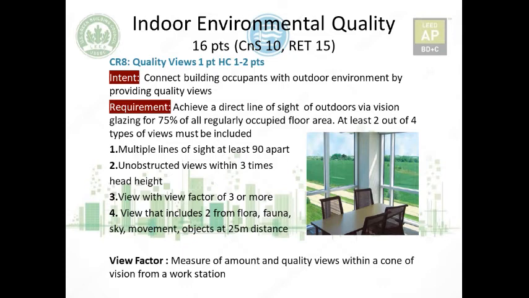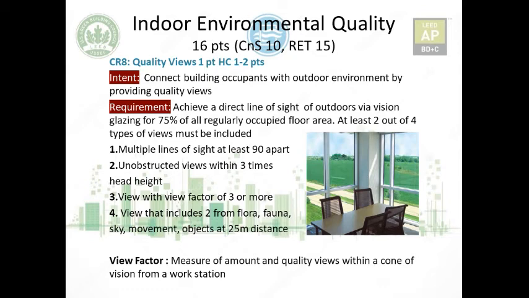Now, this can be challenging because maintaining views for spaces near the building core is a problem. One successful strategy that has been implemented in many previous LEED projects is to locate open plan areas such as open workstations at the perimeter while placing private offices and unoccupied areas near the core of the building. Another strategy could be using glass partitions for perimeter offices in order not to block views and daylight. So by applying these strategies, we can achieve this 75% vision glazing of all regularly occupied floor area.